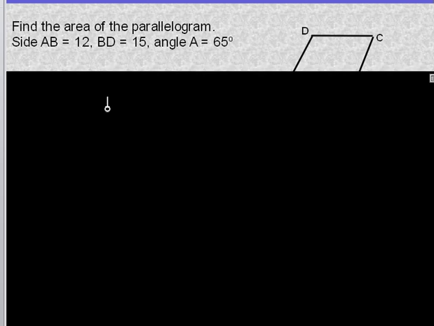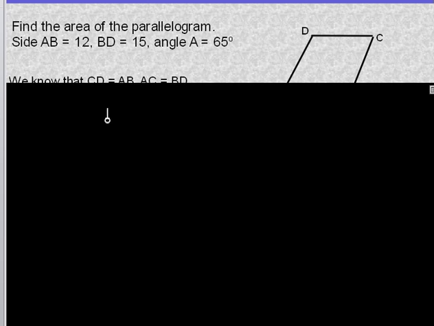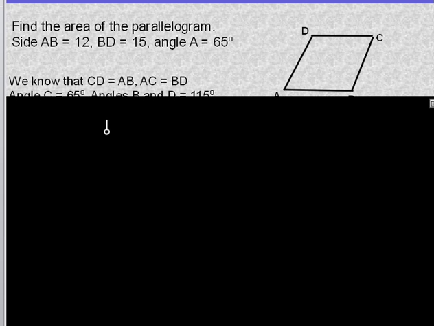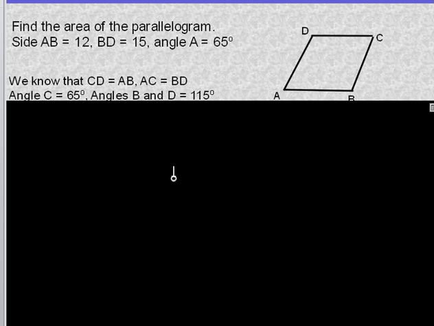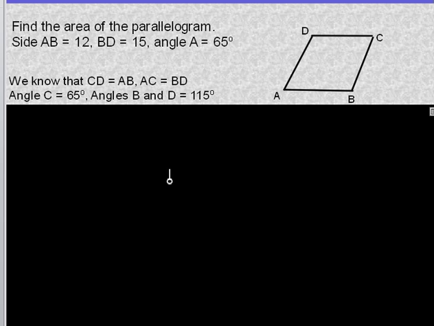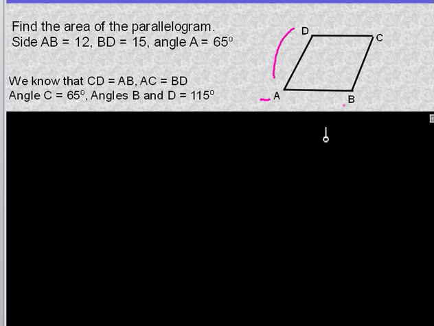All right, first one, find the area of the parallelogram. Side AB is 12, BD is 15, and angle A is 65. So you may not even have a picture. As I said previously, you're going to draw a parallelogram, which that's not a very good one, is it? So here I've drawn one, and I'm going to pick any corner or vertex and start with A, and then just go in order. So you can either go around this way or this way, but I've gone this way, A, B, C, D.